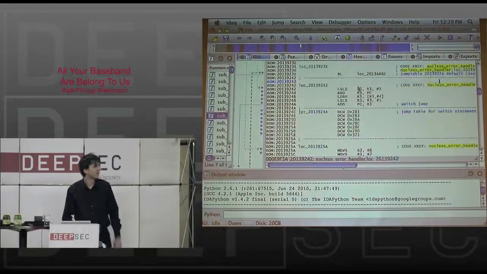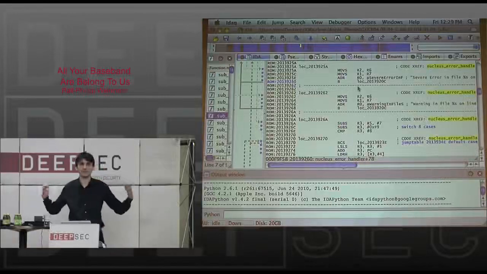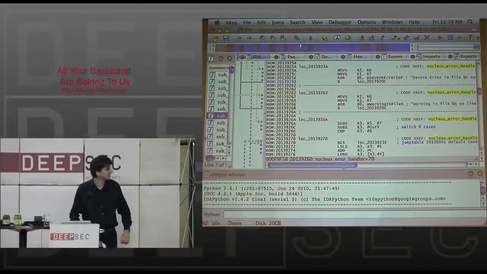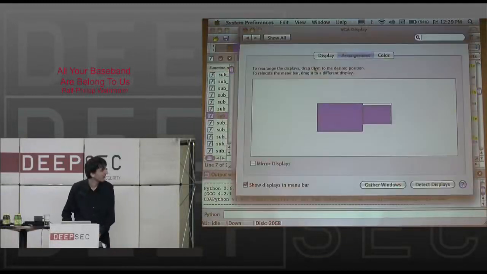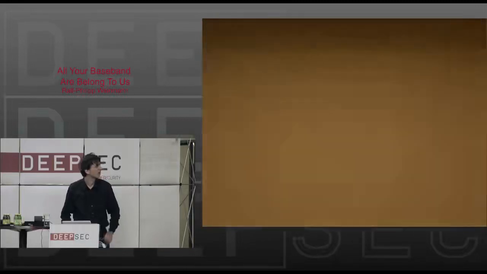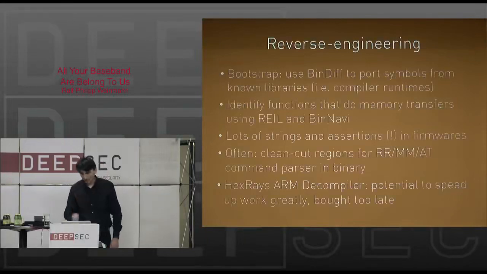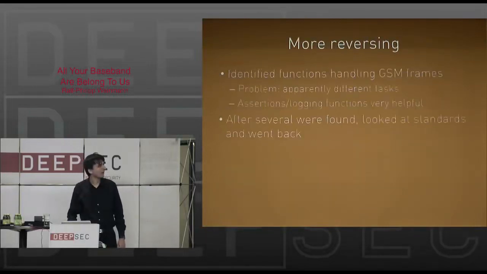And when you do this with Binavi, you need a really big screen to see the graph correctly. I'm not sure what I can see. I think the screen is too small here to do this. Now switch back to Keynote. Okay, so that's the first step.